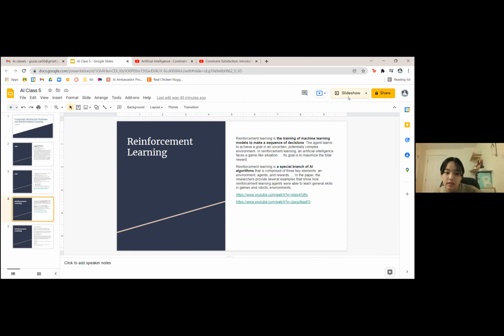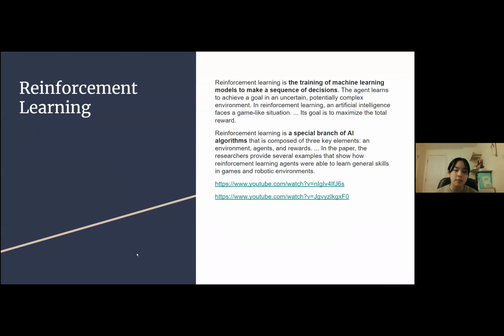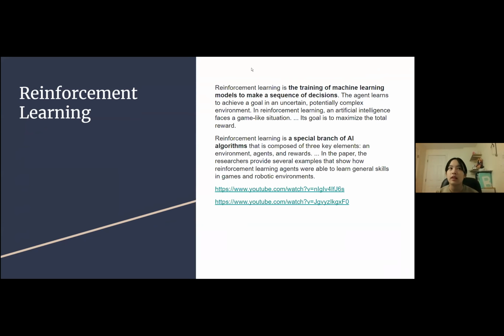The second thing is reinforcement learning. And we kind of went over this way back in the first class. We were talking about, I think it was limited memory AI. If you guys remember the video with the people playing hide and seek, you know how they sort of remember things from past rounds and use that to make themselves smarter? Sort of like that.